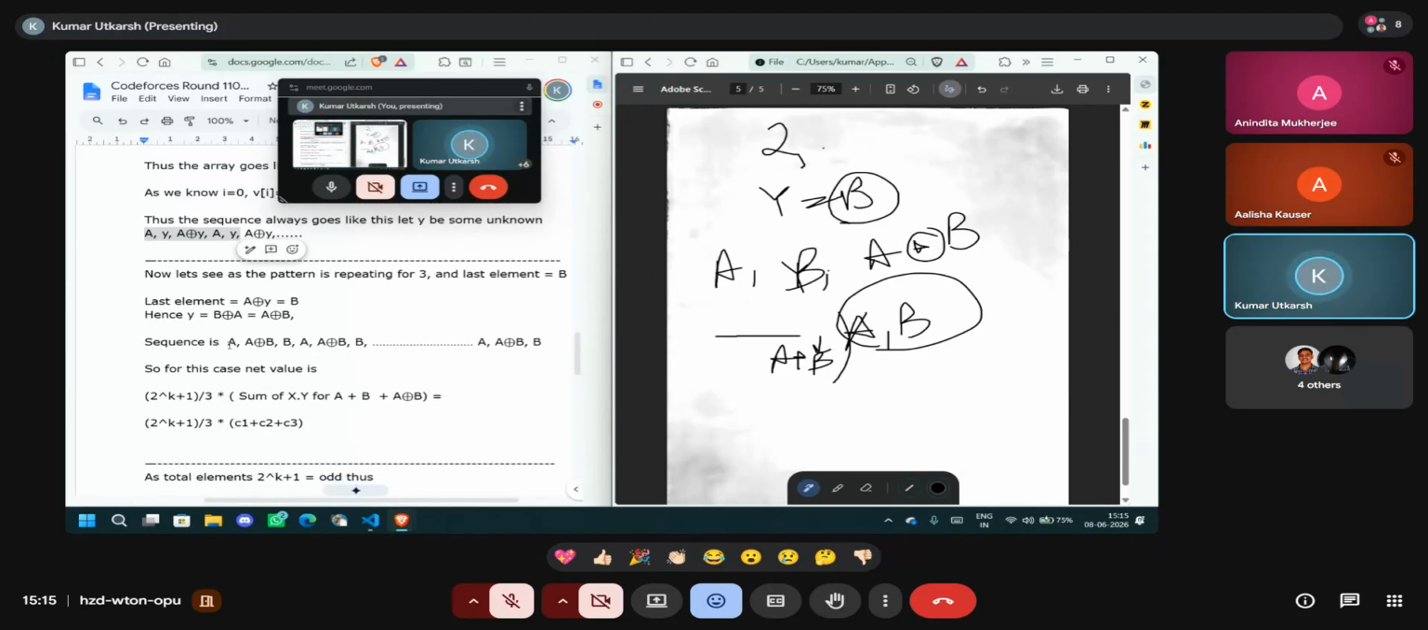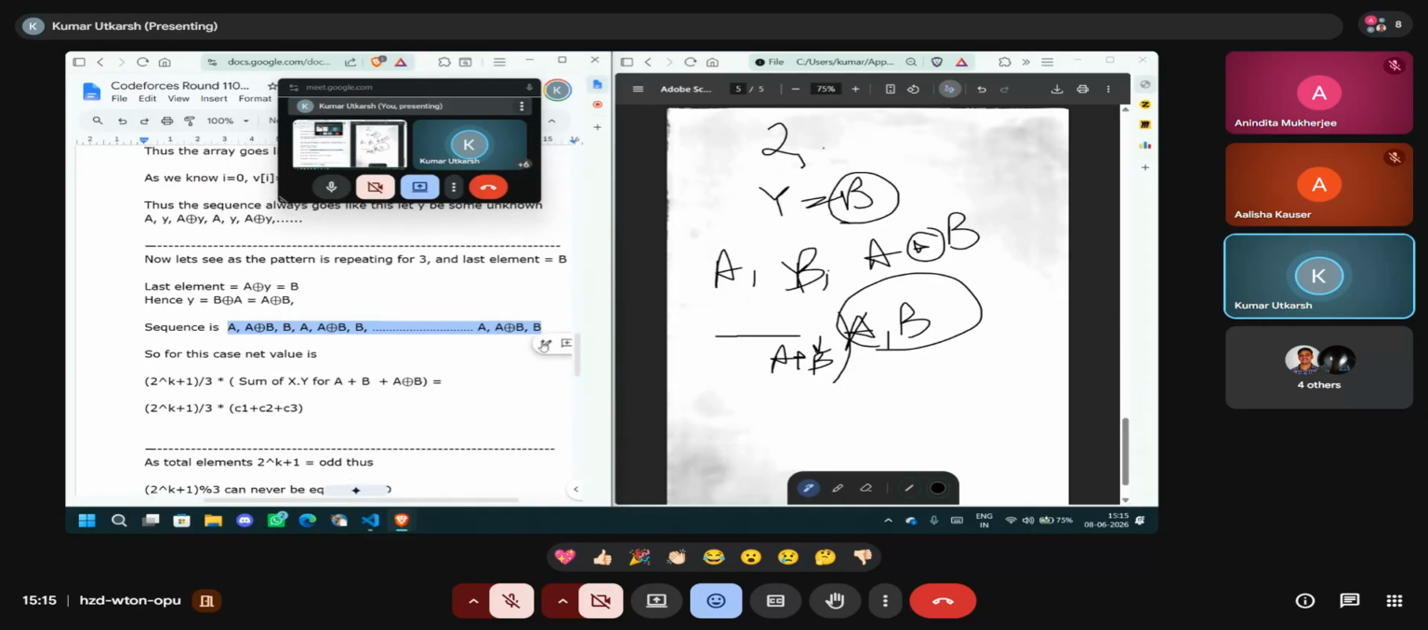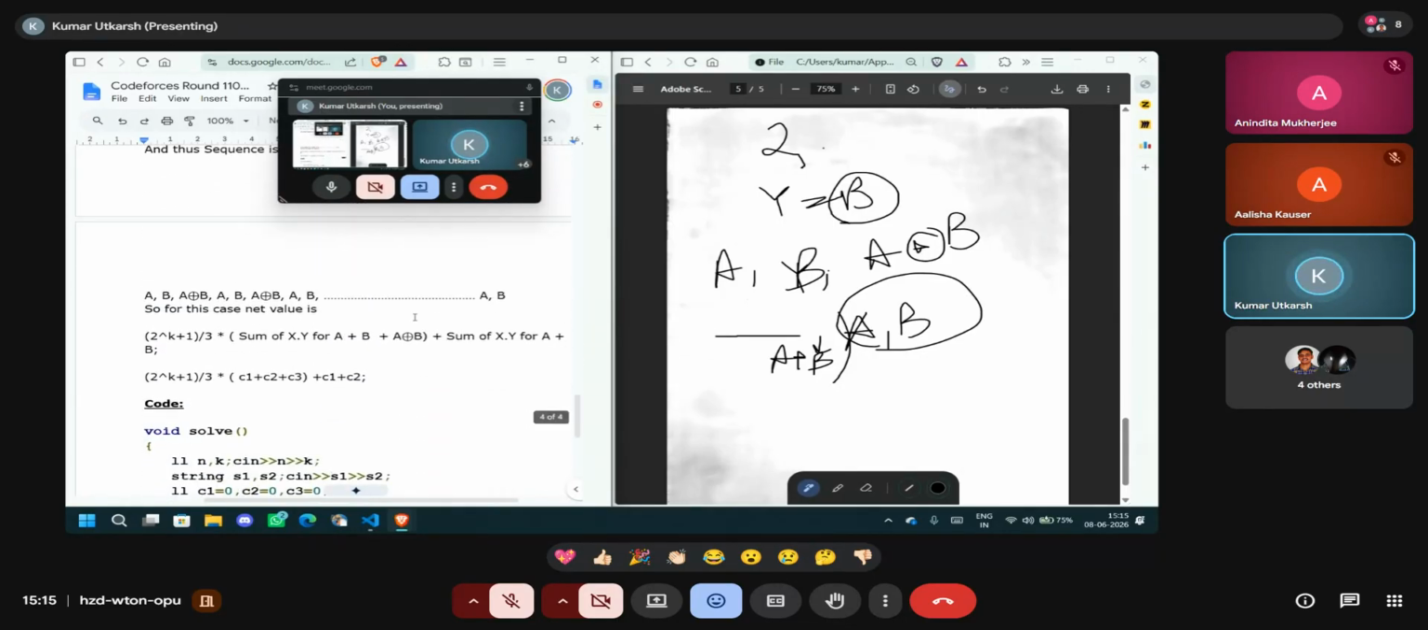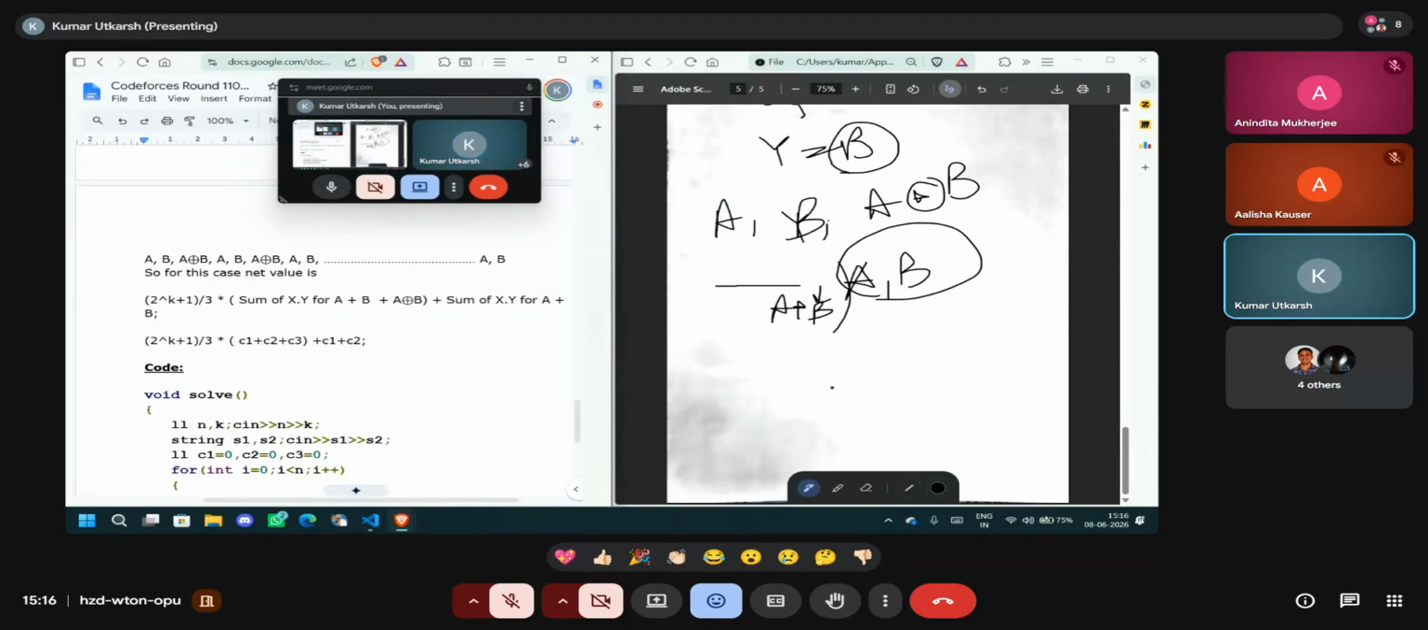So the sequence for the earlier one, you have already seen. And from the next one, the sequence will be A, B, A or B. Then again A, B, A or B. Then again A, B, A or B. And at the last, it will be A, B. Only one A or B will be missing, right? So what will be our total sum?